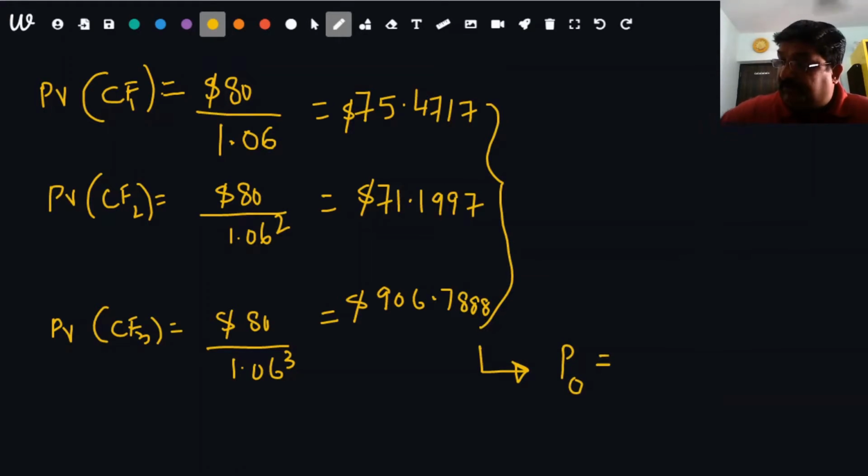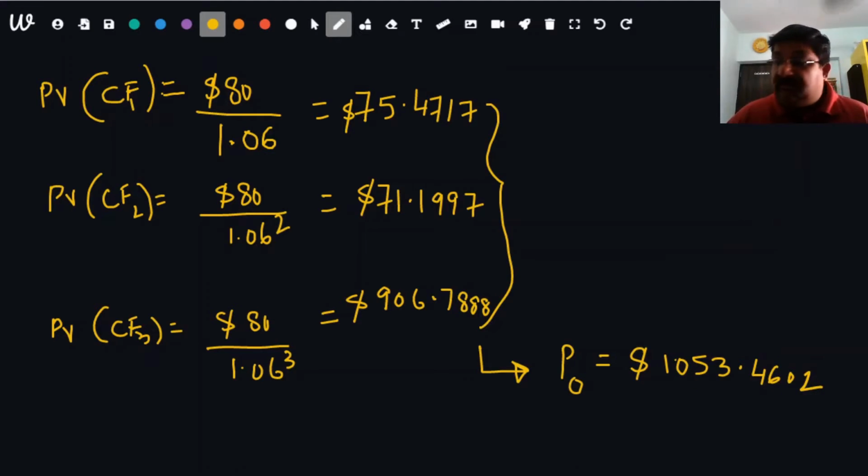Now we will sum this all up and see what is the expected price that you are willing to pay today for the bond. I'm going to add this all up and see what I get. You also please do it simultaneously. Plus 75.4717, so you get $1053.4602, and I'm going to make a note of this here, $1053.4602. Now ladies and gentlemen, do you have an observation again here?